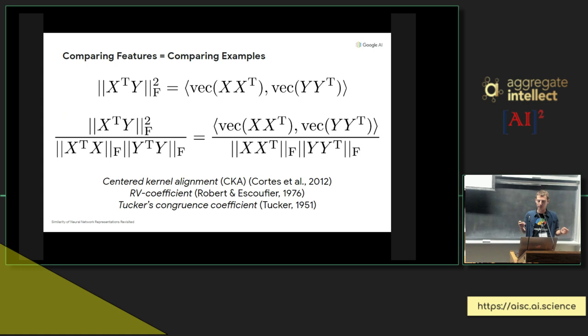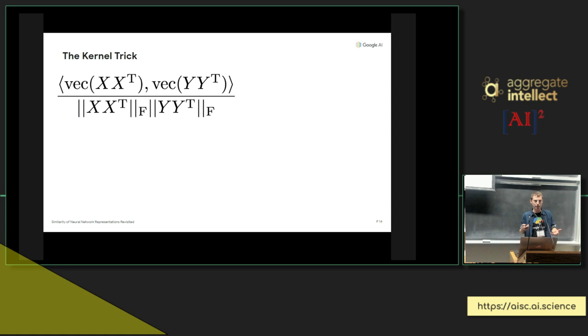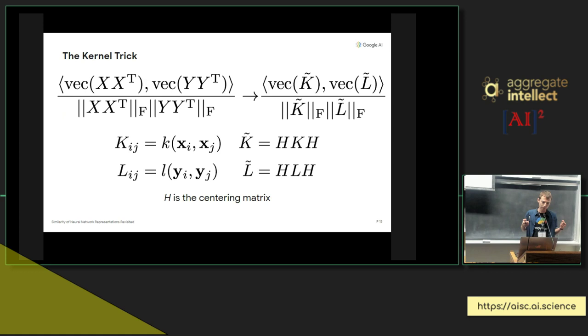And I want to talk a little bit more about how to get this generalization that uses a kernel in place of the dot product. The idea is very simple. We have these representational similarity matrices, XX transpose and YY transpose, and we just replace those with centered kernel matrices, K tilde and L tilde. Basically, we compute the kernel between all possible pairs of examples, that gives us a matrix, and then we center the rows and the columns of that matrix, which is equivalent to centering the features in the linear case.